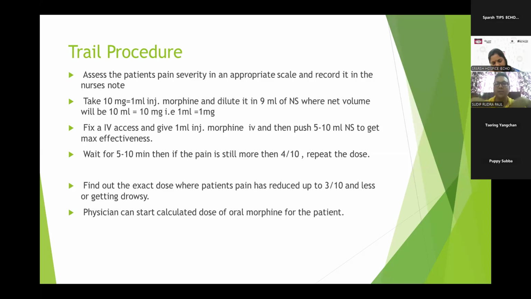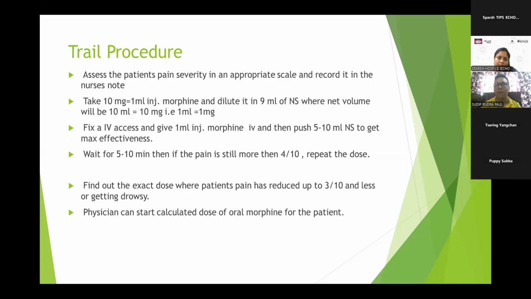After 5 minutes, 10 minutes, you just reassess. Our target is two things: till the patient's pain becomes 3 by 10 on the numerical rating scale, or the patient becomes drowsy, whichever is earliest.